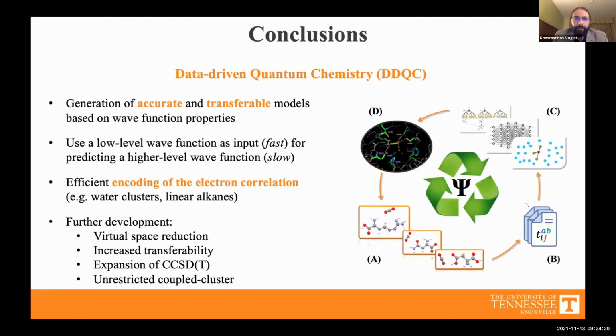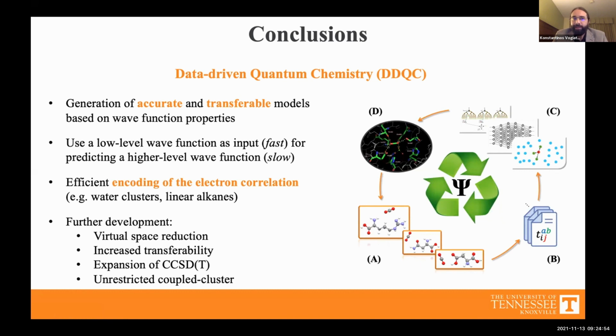So to summarize my talk, I have discussed with you our efforts to develop data-driven quantum chemical methods. The idea is to be able to do calculations on small molecules, small systems, obtain their information from their wave functions, the converged wave functions, in order to train machine learning models, and with these models to be able to do calculations on larger species. So in other words, we're trying to recycle the information that we obtain from the quantum chemical calculations. The idea is to use low-level wave functions in order to predict higher-level wave functions.